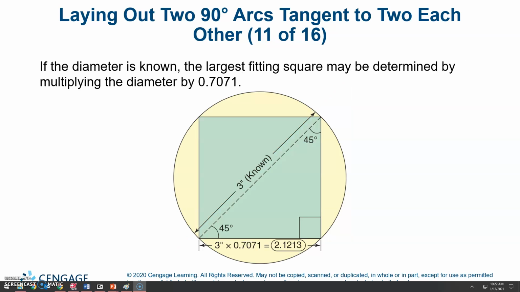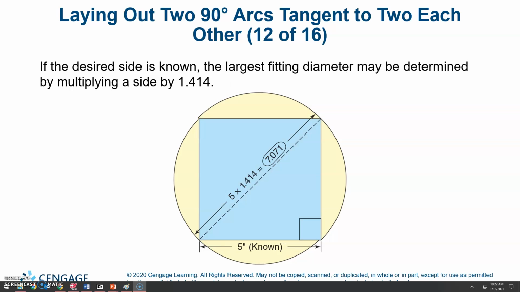If a diameter is known, the largest fitting square may be determined by multiplying the diameter by 0.7071. If the desired side is known, the largest fitting diameter may be determined by multiplying a side by 1.414.